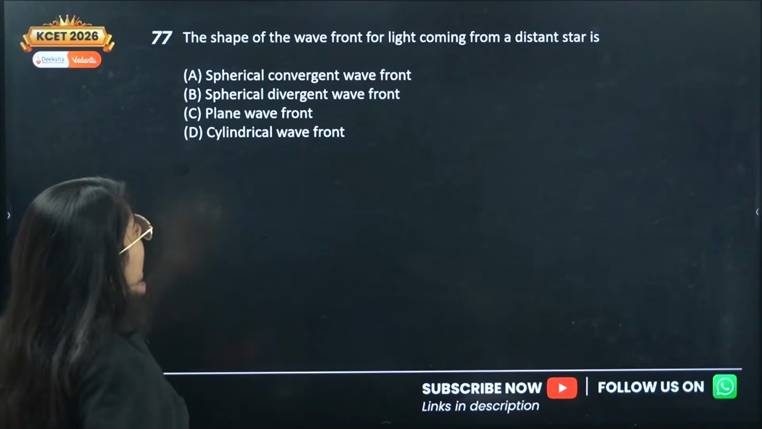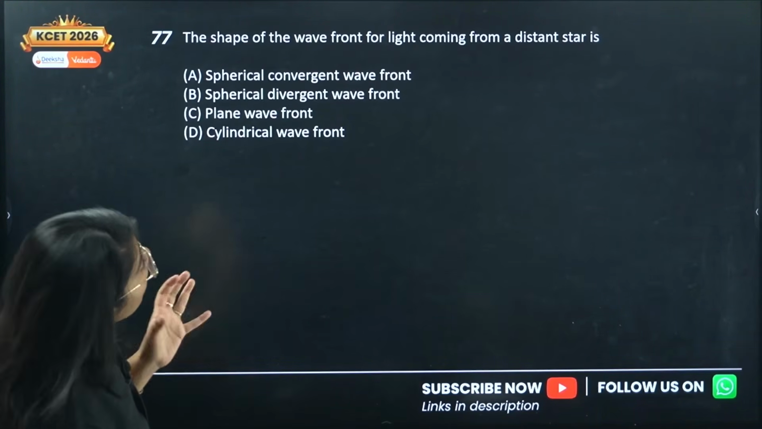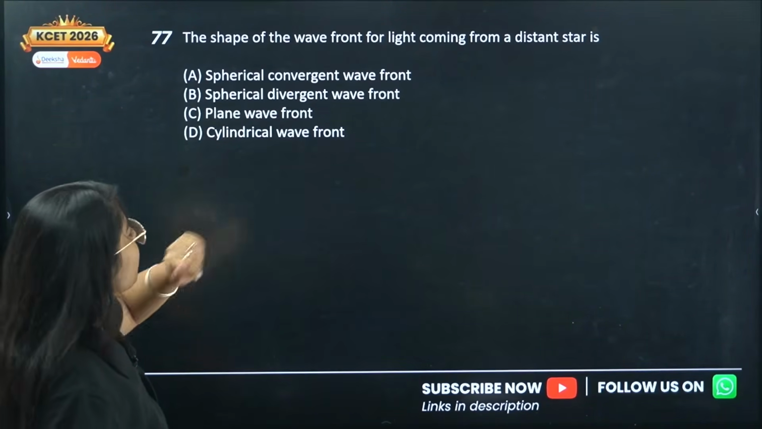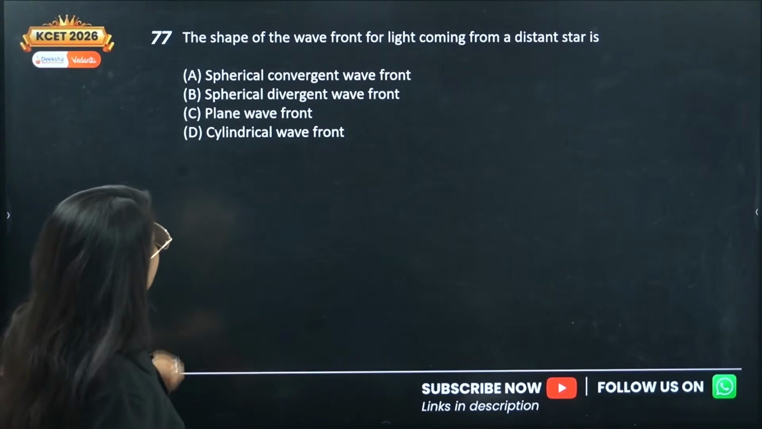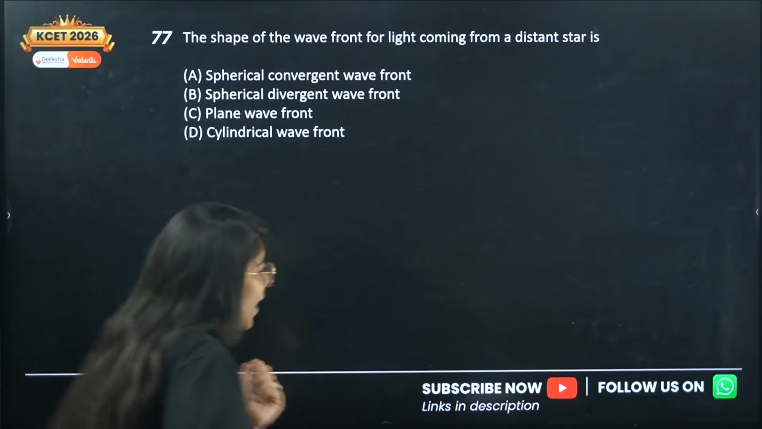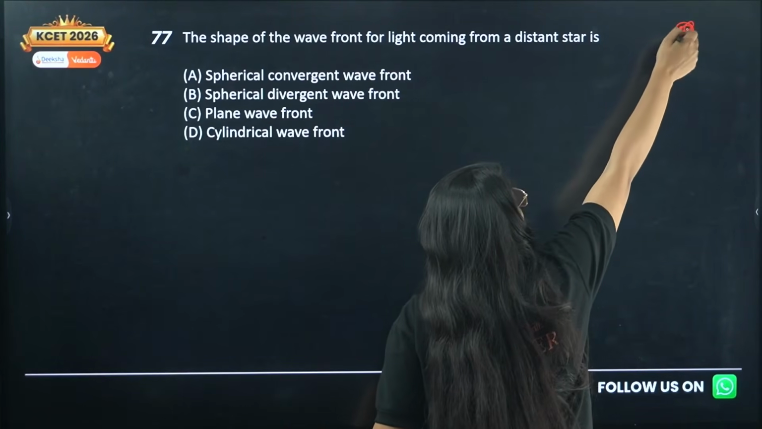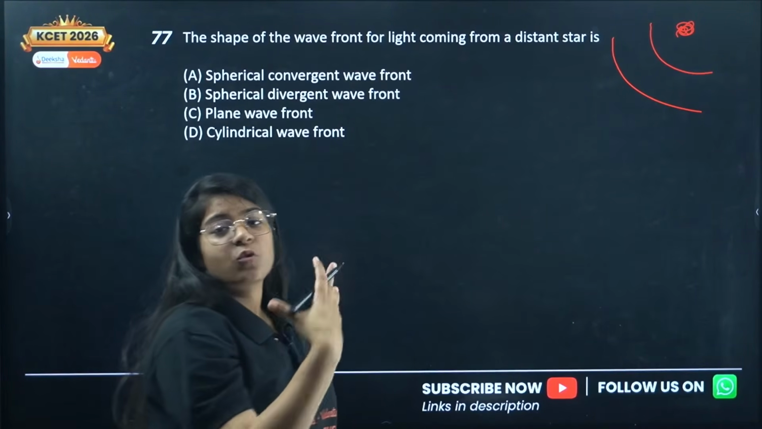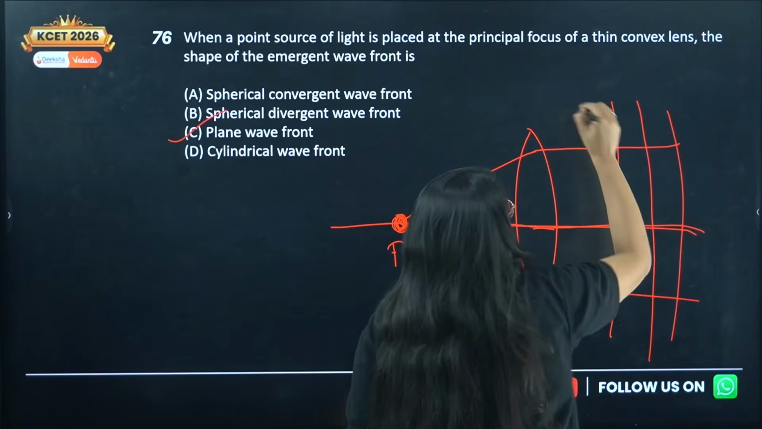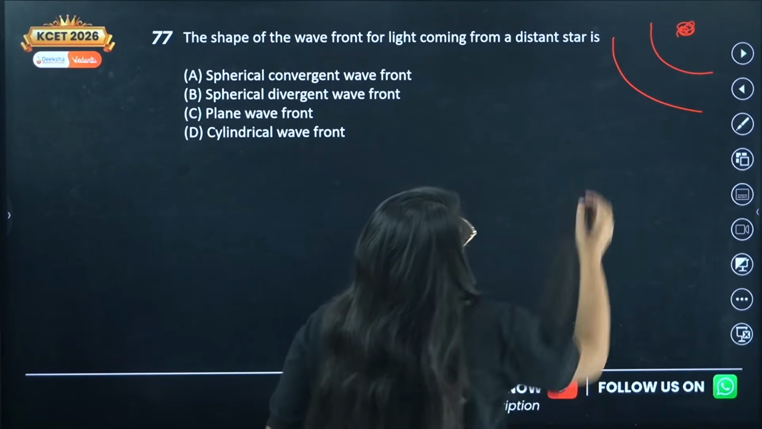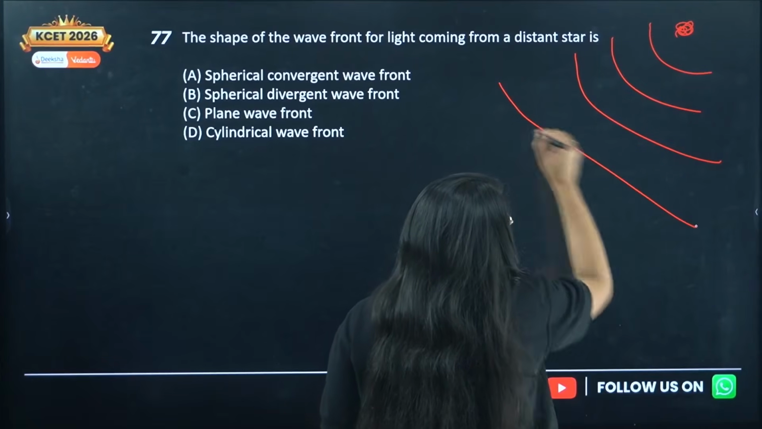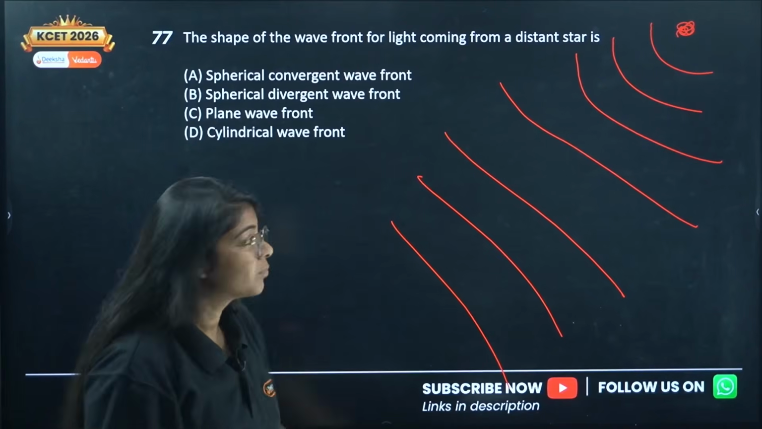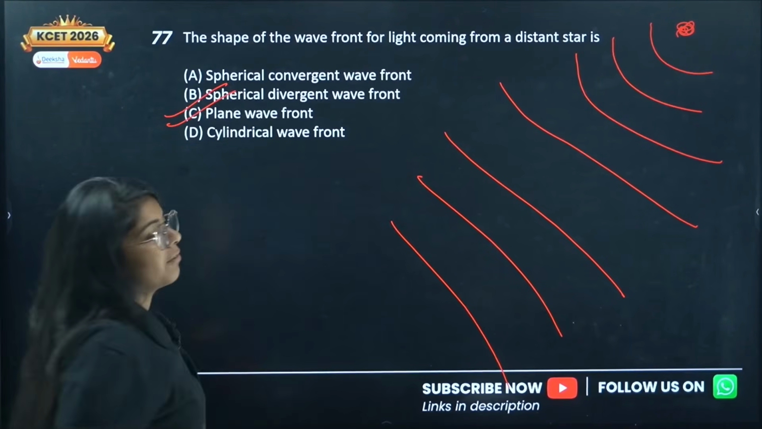77. The shape of the wavefront for light coming from a distant star is spherically convergent wavefront, spherical divergent wavefront, plane wavefront, cylindrical wavefront. Now again very easy. This is a star, it's very far away from us. Even if we take it as a point source and assume that it's giving spherical wavefronts, by the time it reaches us, the wavefront will become almost plane and we will see a plane wavefront. Okay, so the correct option is plane wavefront. Correct?